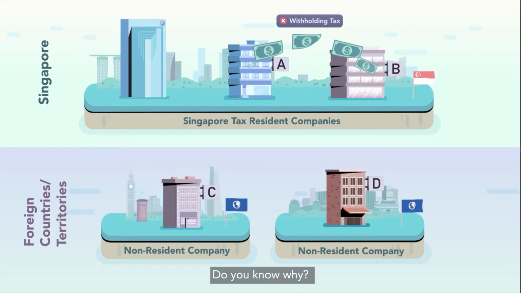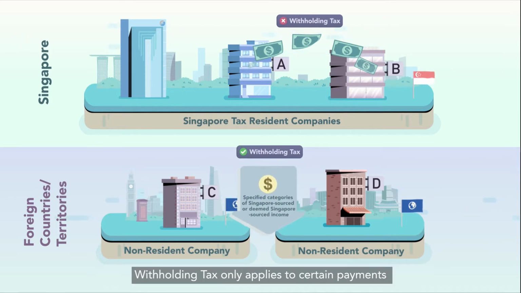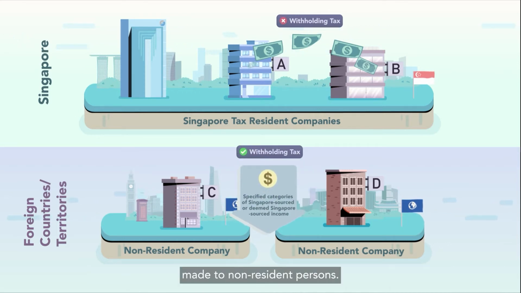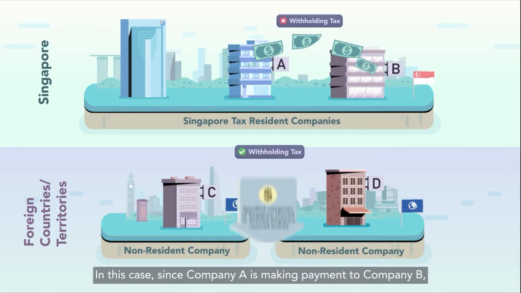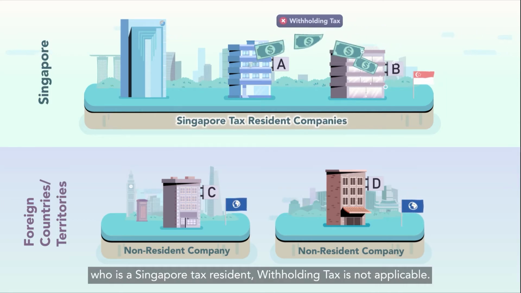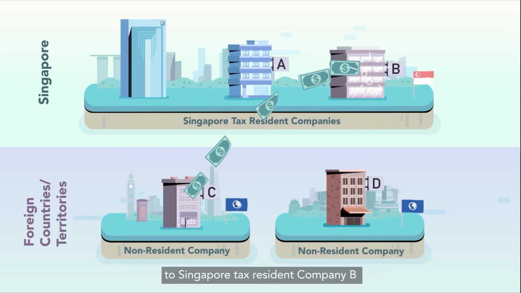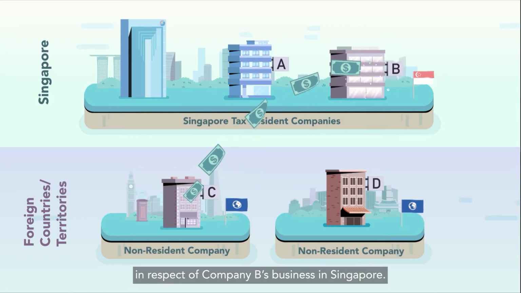Do you know why? Based on the concept of withholding tax that we have just learned, withholding tax only applies to certain payments made to non-resident persons. In this case, since Company A is making payment to Company B, who is a Singapore tax resident, withholding tax is not applicable.